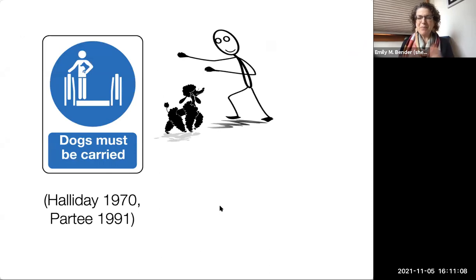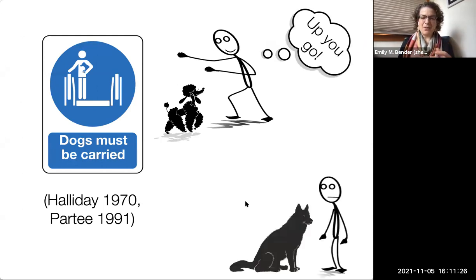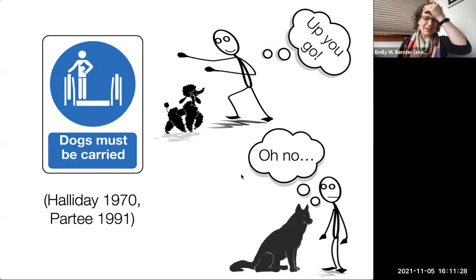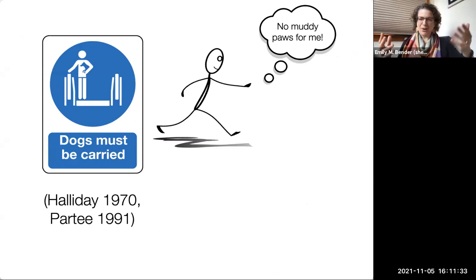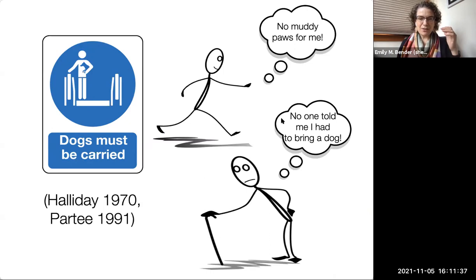So you may have heard of this example before. Halliday in 1970 published this example that he noticed in the London Underground, the sign that says "Dogs must be carried." And so how do people interpret this? Well, let's say we've got this one person with their cute little poodle and they're like, all right, up you go. And then another passenger has this enormous dog and is thinking, oh no. Yet a third passenger, dog-free, walks by thinking, no muddy paws for me today. And then one more passenger says, no one told me I had to bring a dog.